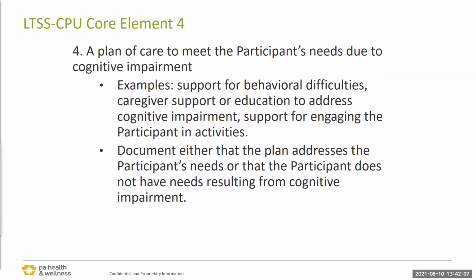Next slide. So element 4 is going to be a plan of care to meet the participant's needs due to cognitive impairment. Some examples will be support for behavioral difficulties, caregiver support, or education to address those cognitive impairments, as well as support for engaging the participant in different types of activities. Again, you're going to document that the plan addresses the needs or that the participant does not have needs resulting from any kind of cognitive impairments. Next slide.